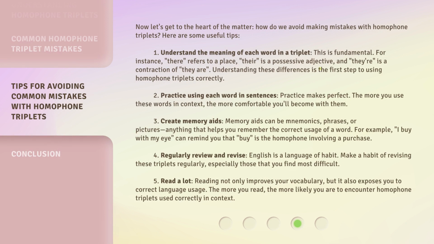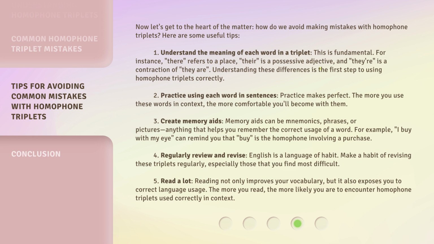Now let's get to the heart of the matter. How do we avoid making mistakes with homophone triplets? Here are some useful tips. 1. Understand the meaning of each word in a triplet. This is fundamental. For instance, there refers to a place, their is a possessive adjective, and they're is a contraction of they are. Understanding these differences is the first step to using homophone triplets correctly.